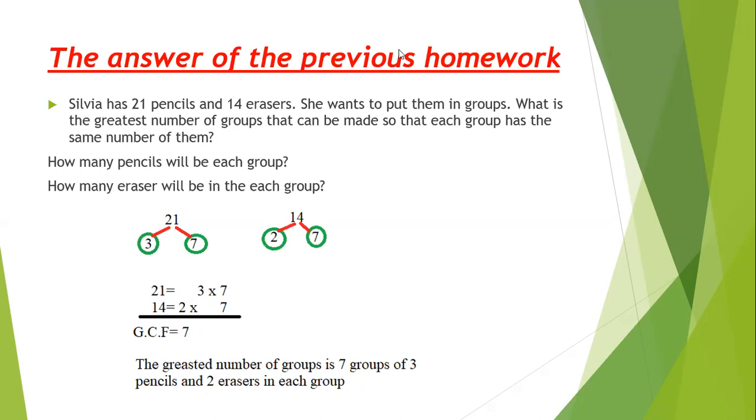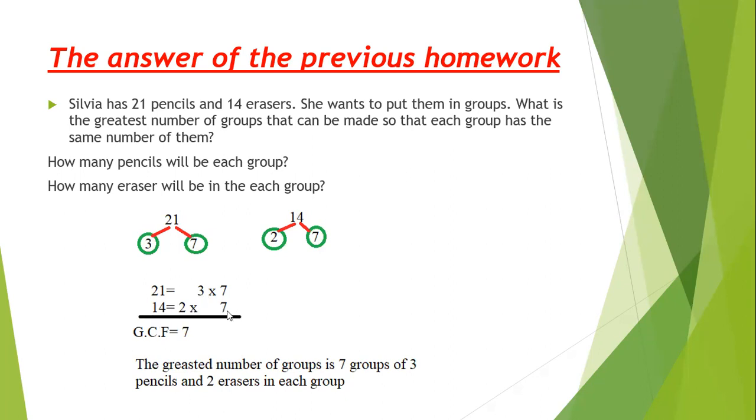First, I have to find the factors of 21 and 14. Let's get the factors of 21. Factors of 21 equals 3 and 7. 3 times 7, 21. Factors of 14, 2 times 7. Now let's write this here. 21, 3 times 7, and 14, 2 times 7.